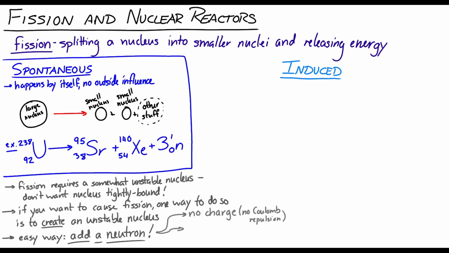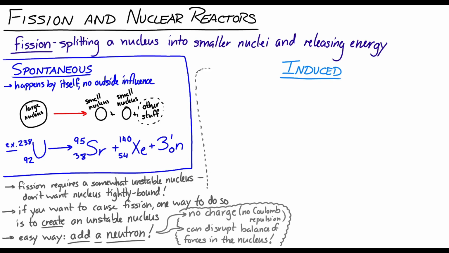However, it can disrupt the forces inside the nucleus. It can disrupt the balance of force between the Coulomb repulsion and the strong force, because the neutron adds some strong force in the nucleus. So the easiest way to get induced fission is to have neutron-induced fission, where you send a neutron into a nucleus and that causes a fission to happen.